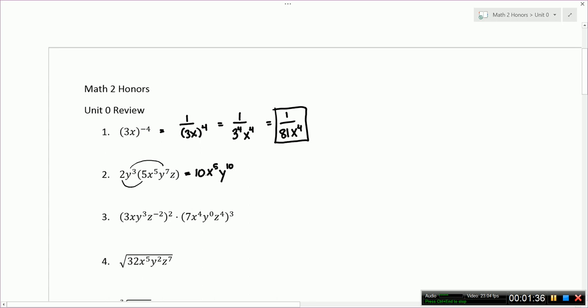And then lastly we have a z. So our final answer is 10 x to the power of 5 y to the power of 10 times z.